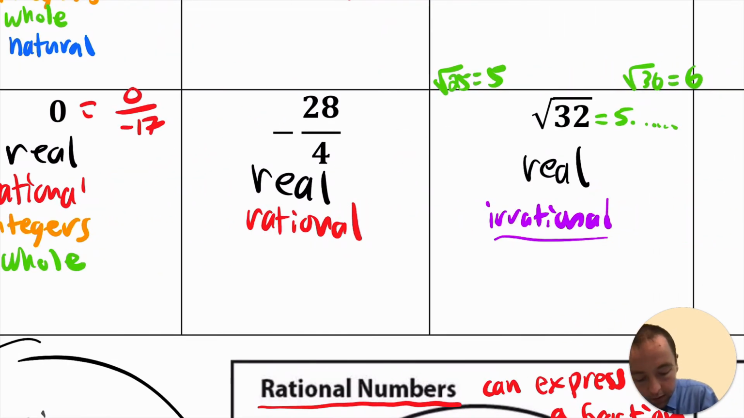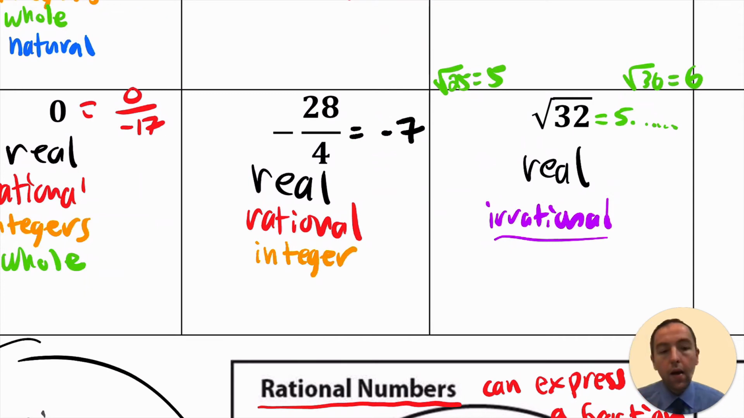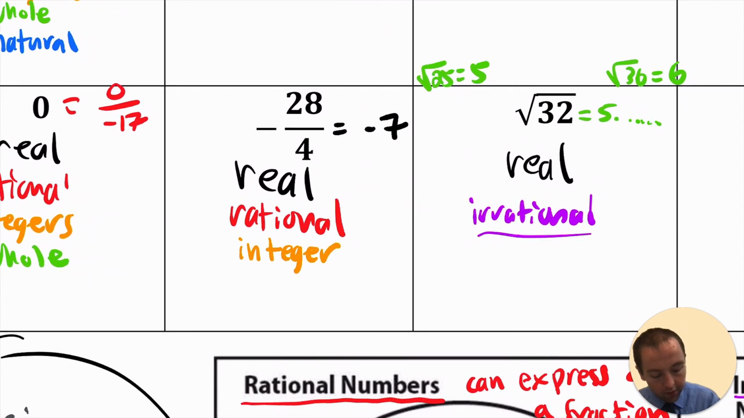The next number is kind of interesting. You've got negative 28/4, right? If you turn that into its decimal form, it's actually just the number negative 7, right? So it's actually just like a negative counting number, which means that this number is definitely an integer, but it can't be whole because whole start at 0 and therefore also can't be natural.